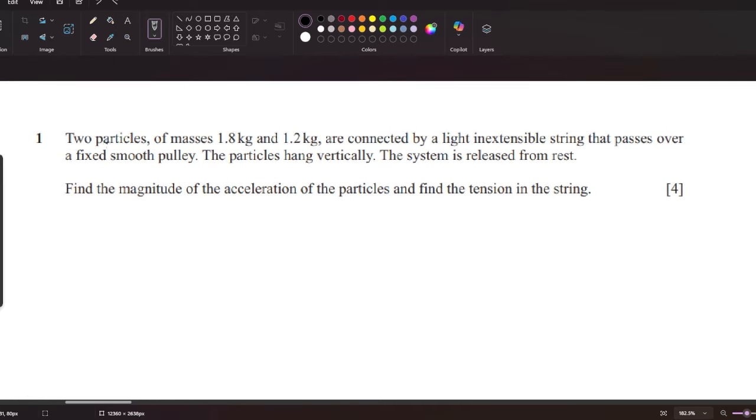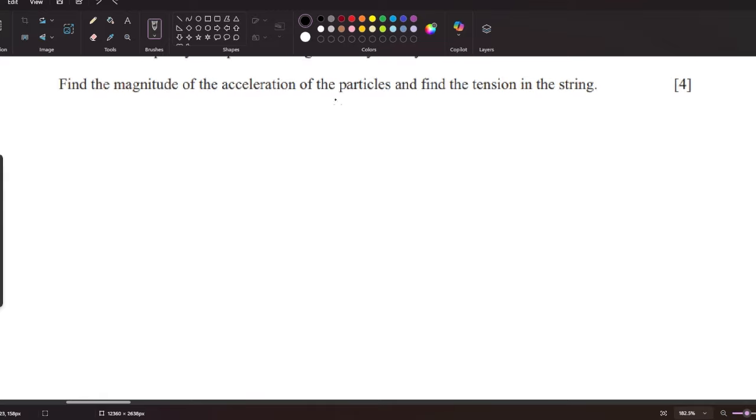First problem, we have two particles of masses 1.8 and 1.2 kg connected by a light inextensible string that passes over a fixed smooth pulley. The particles hang vertically. The system is released from rest. Find the magnitude of the acceleration of the particles and find the tension of the string.